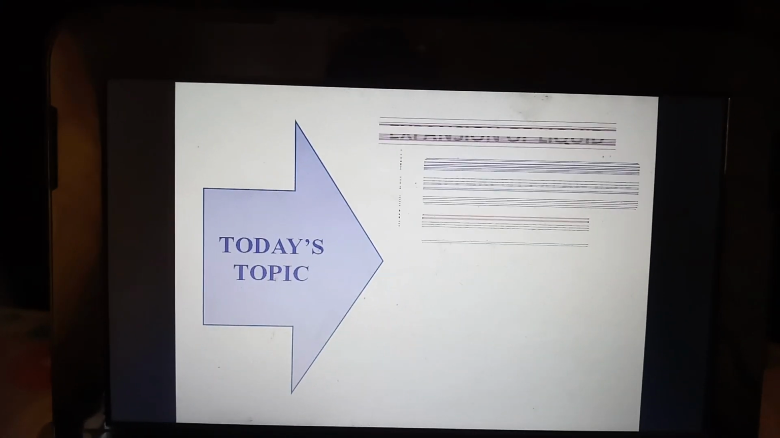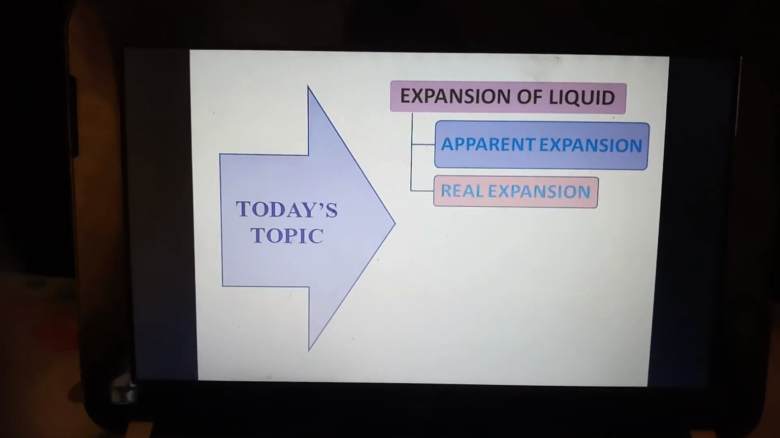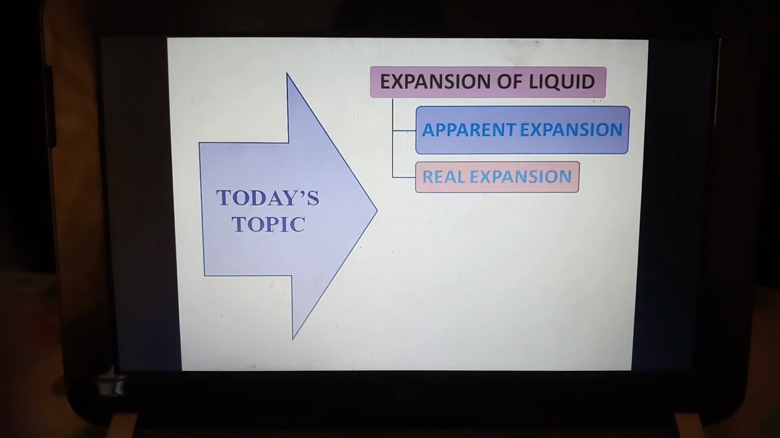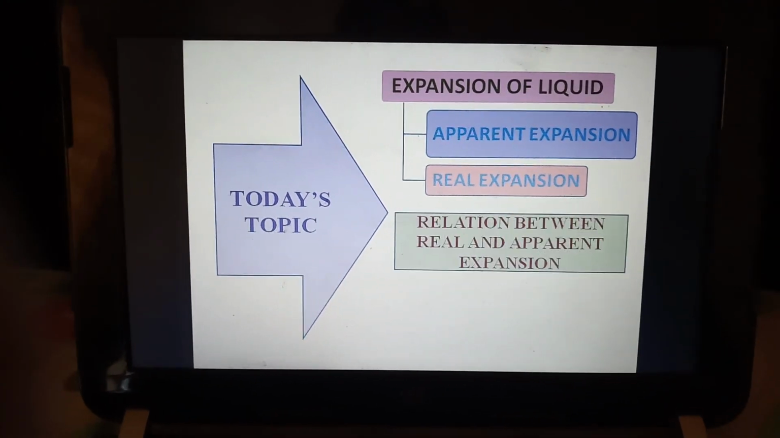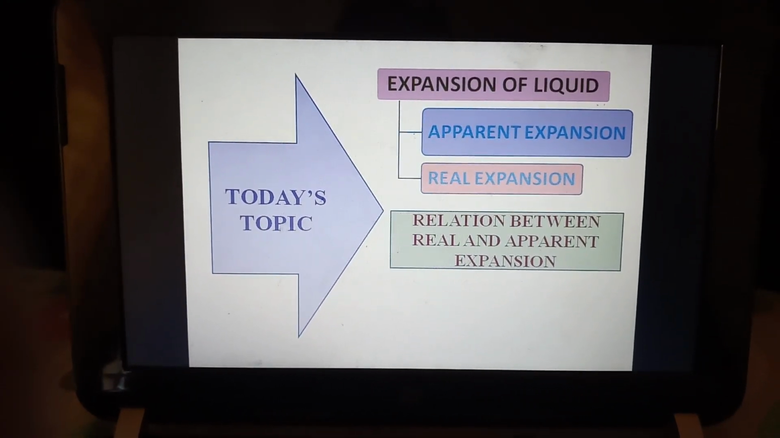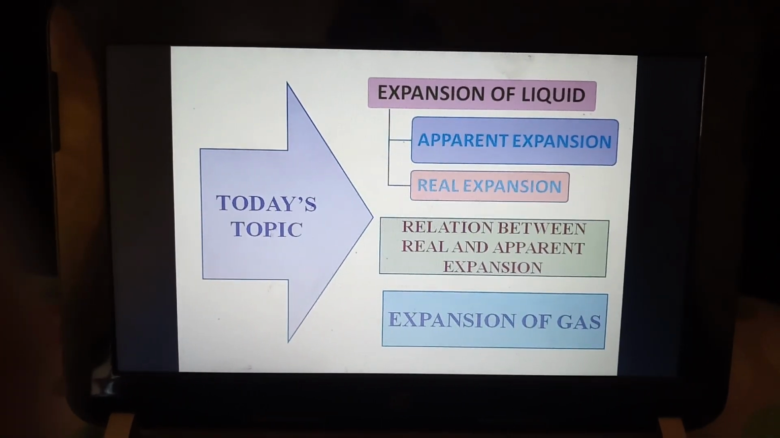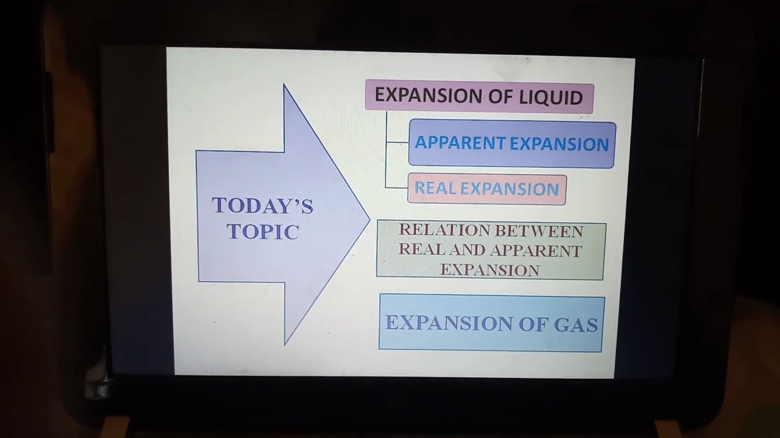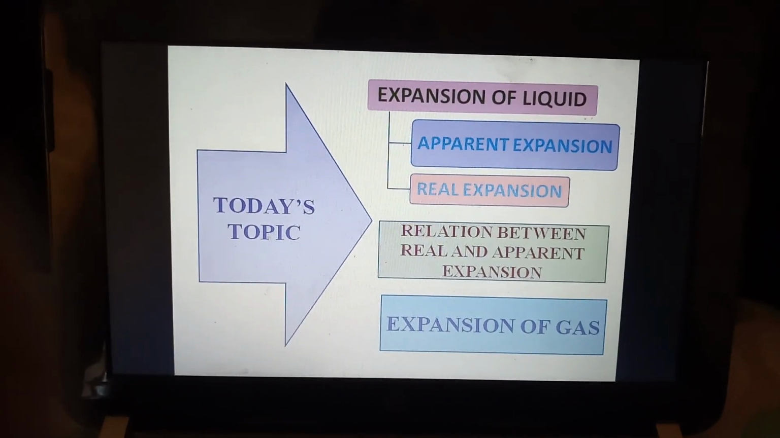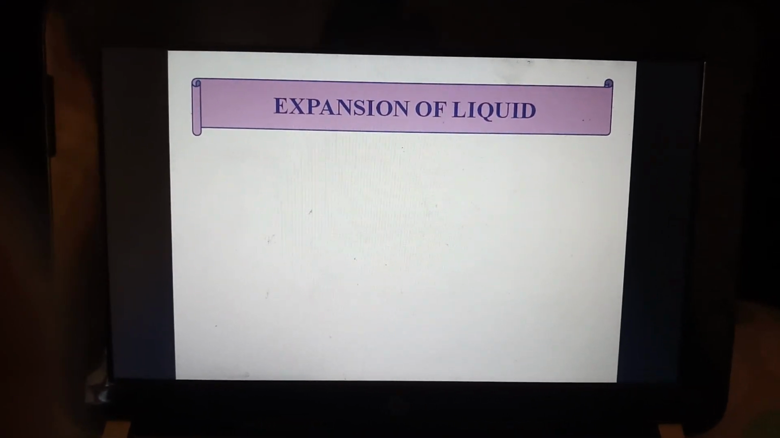Today we will discuss the expansion of liquid. It has two parts: number one, apparent expansion, and number two, real expansion. The other topic is the relation between real and apparent expansion, and the last topic is the expansion of gas. Let's discuss the topics. Our first topic is expansion of liquid.